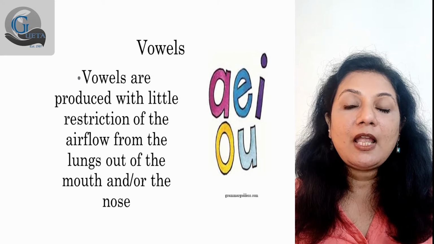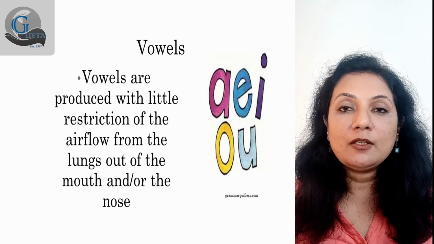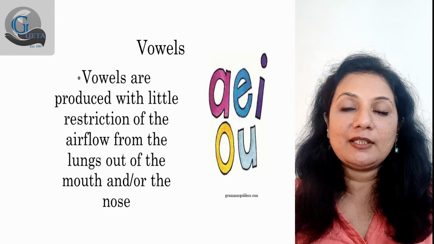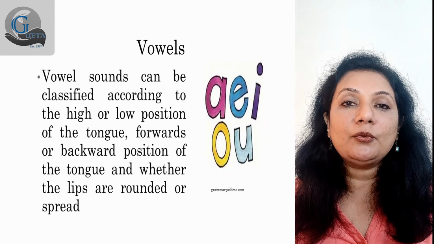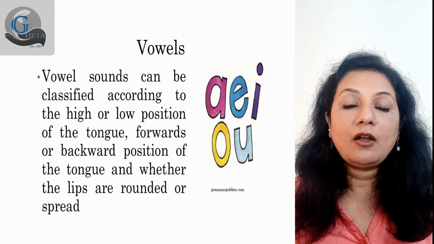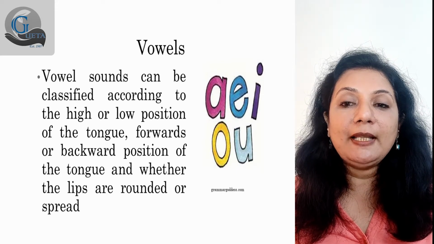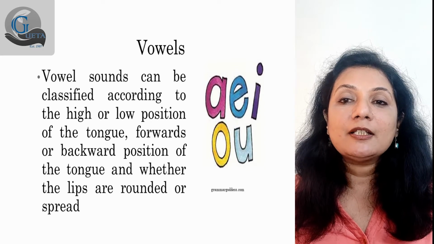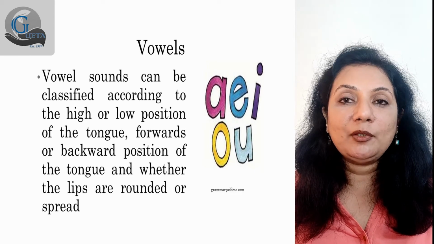So that is how consonants are placed, and vowels are produced with little restriction of the airflow from the lungs and out of the mouth or through the nose. So there is very little restriction of the airflow in the production of the vowel sounds. Vowel sounds are classified according to the high or low position of the tongue, forwards or backward position of the tongue, and whether the lips are rounded or spread. That will decide the place of articulation of vowel sounds.